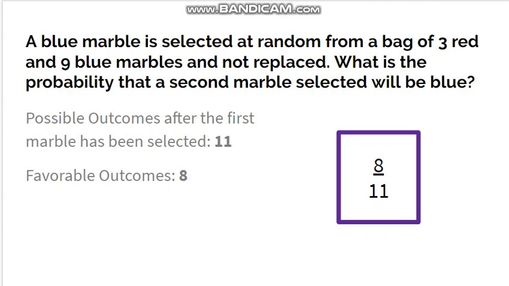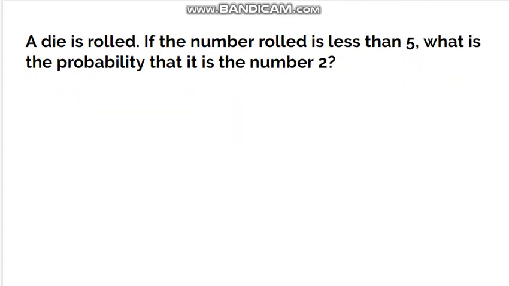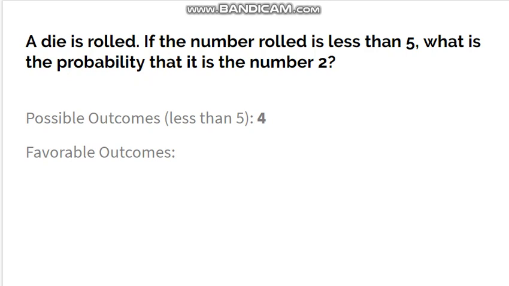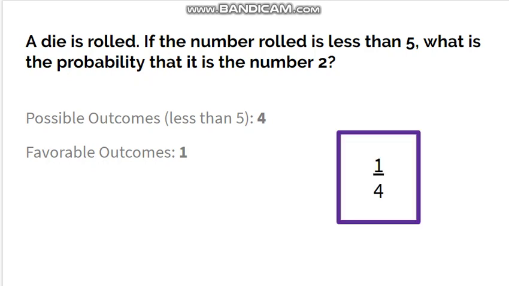Let's look at our other exercise. A die is rolled. If the number rolled is less than 5, what is the probability that it is the number 2? So we know that it is less than 5, so that eliminates some of our outcomes. So on a die, the numbers that aren't less than 5 are 5 and 6, which leaves 1, 2, 3, and 4. 4 possible outcomes. And of those possible outcomes, the favorable outcomes are only 1. Only one of those numbers is the number 2. So that means that our probability is 1 out of 4.